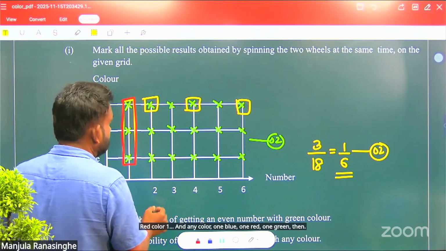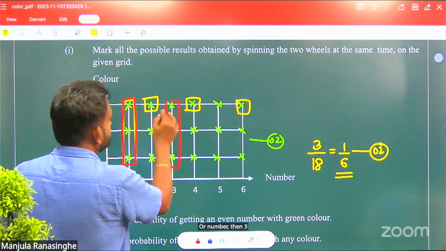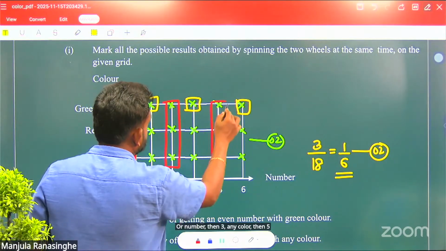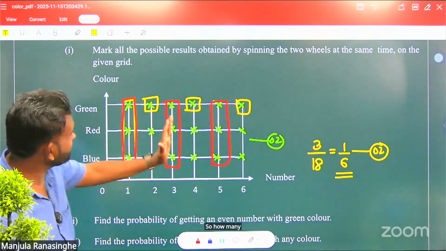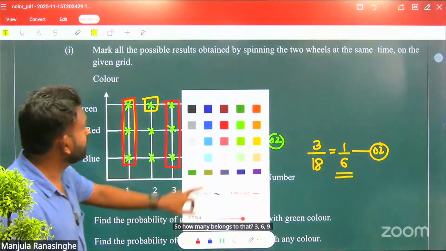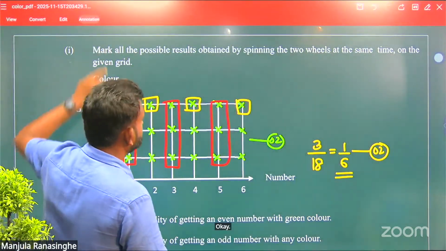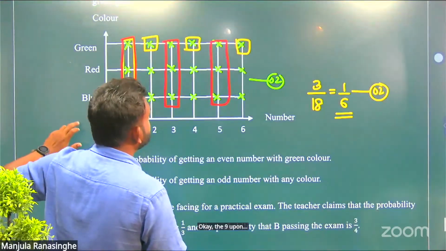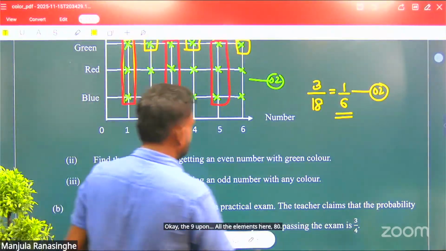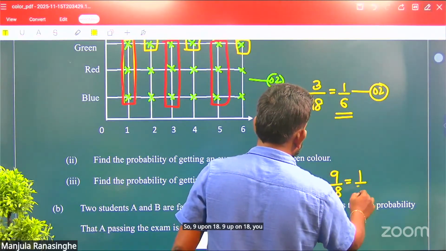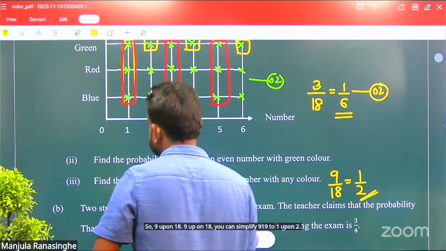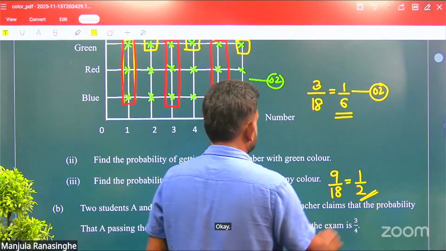Then odd number, then 3 any color. Then 5 any color. Right. So these are the possible events. So how many belong to that? 3, 6, 9. Okay. Then 9 upon all the elements here, 18. So 9 upon 18, you can simplify: 9 1 9, 9 2 1, so 1 upon 2. Okay, so 2 marks there.